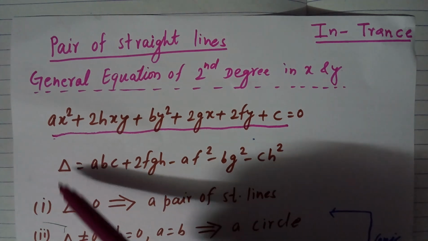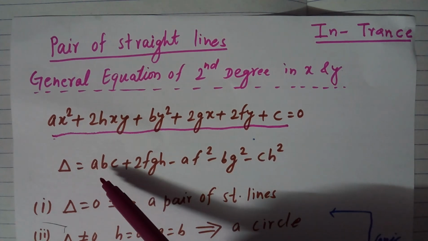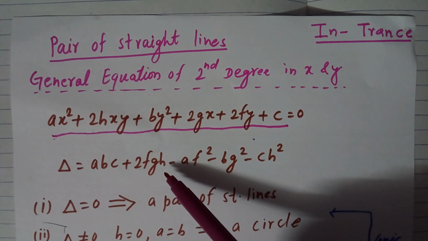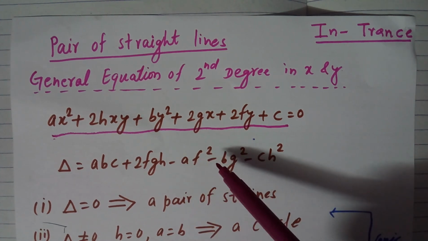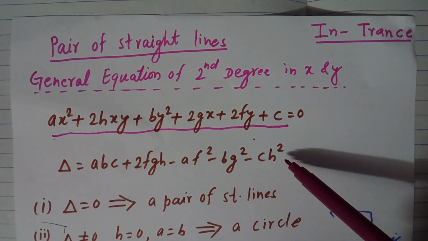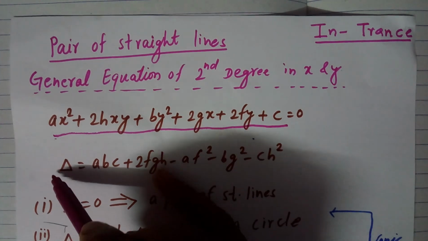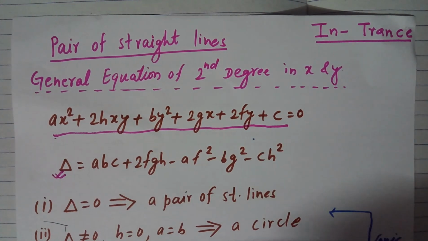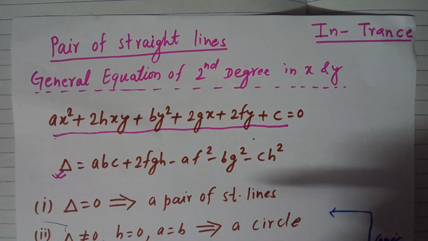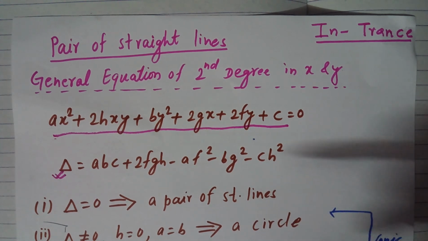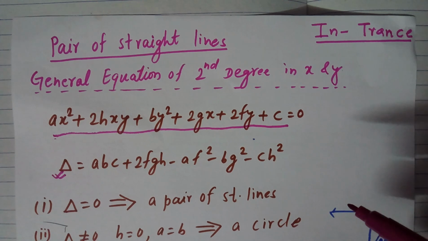So here you can see delta. I have defined a term called abc plus 2fgh minus af square minus bg square minus ch square. So this is a very important number that will decide whether it is a straight line or some conic section.